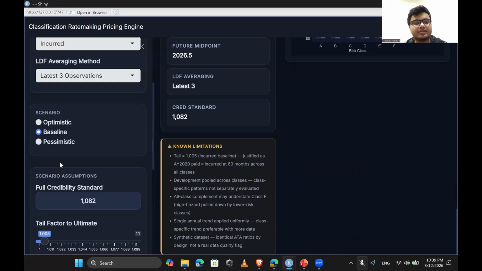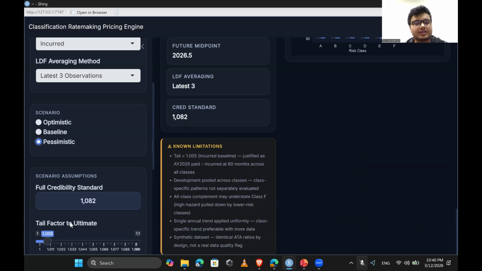The optimistic scenario reduces to 1.004. I got there by taking the baseline margin above 1, which is 0.005, and cutting it by 25%. This says the book is even more fully developed, and the baseline assumes losses come in a little lower, and rates don't need to move quite as much. And the pessimistic scenario pushes the tail up to 1.008. Sorry, that's the same 0.005 margin increased by 50%.